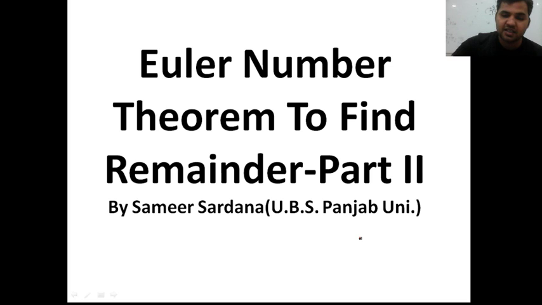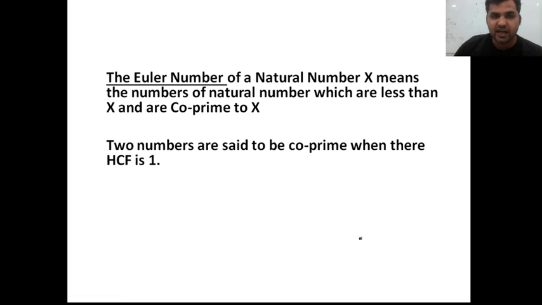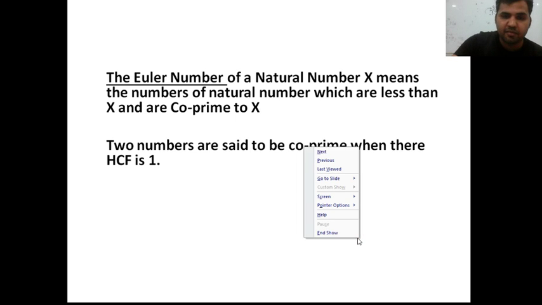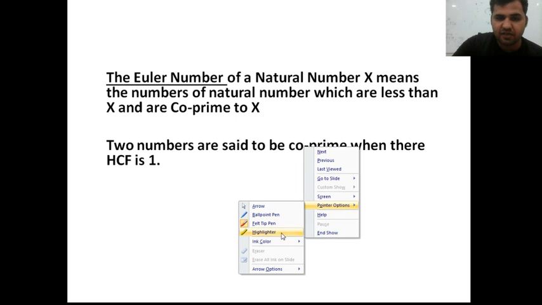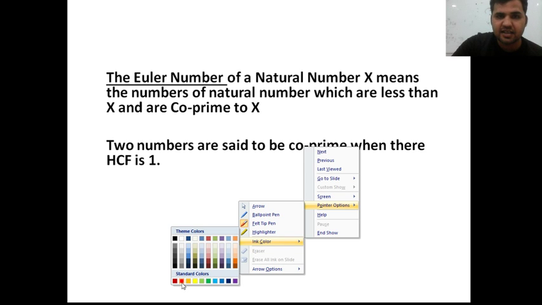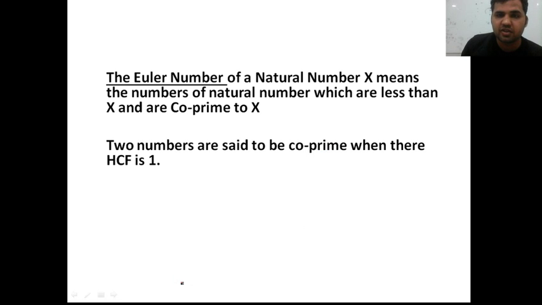So before I start with the session, let me remind you the basic concept that we have covered in the last class. The Euler number of a natural number x means the number of natural numbers which are less than x and are co-prime to x. Now what is the meaning of co-prime? Two numbers are said to be co-prime when their HCF is 1, right? We have talked about it earlier.